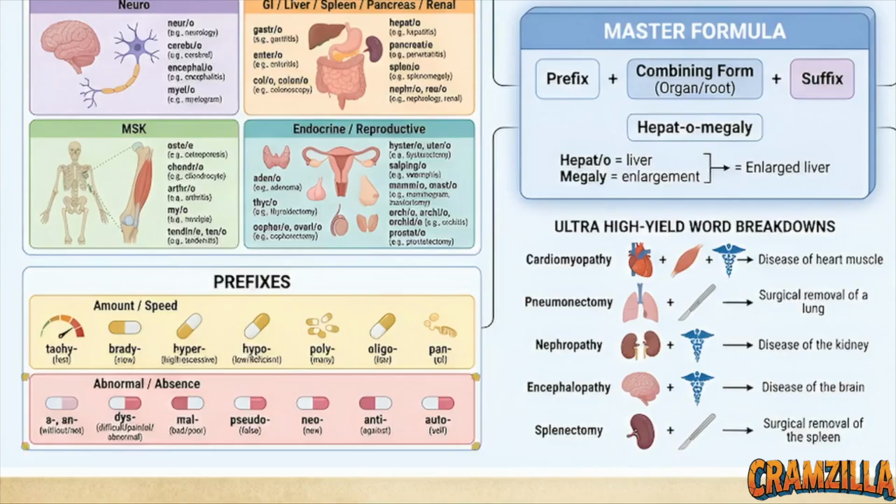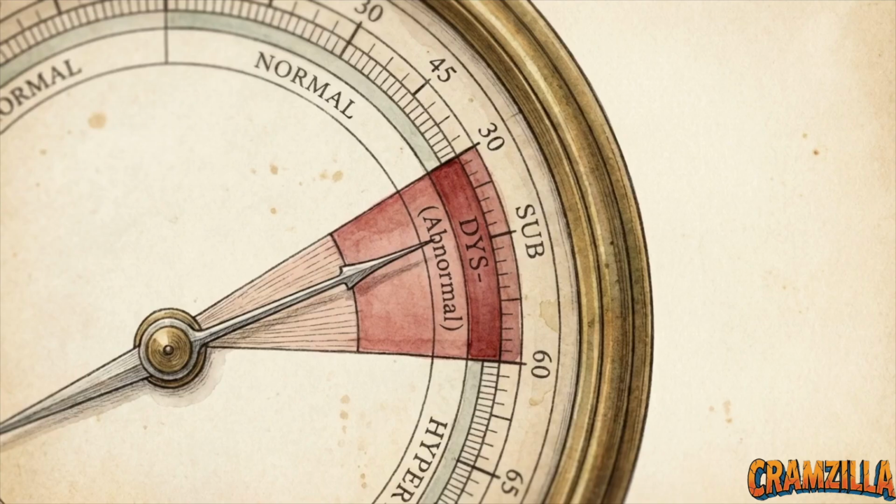The pink box details prefixes indicating an abnormal state or absence. A or an means without, dis means abnormal or difficult, mal is bad, pseudo is false, neo is new, anti is against, and auto means self. These prefixes calibrate the exact operational state of the anatomy in question.